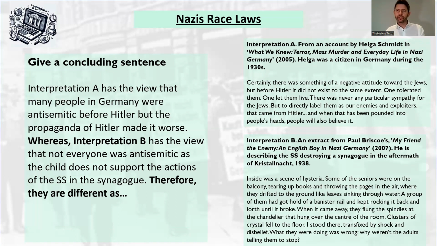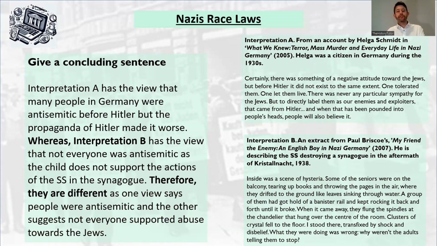Okay, now we just need to describe how they're different. So the difference is one's this and the other's that. Try and describe the view. Give that a go in one sentence if you can, two maximum. Right, so here's what I've come up with. They're different as one view says people were anti-Semitic, and the other suggests not everyone supported the abuse towards the Jews. So people were anti-Semitic in one, whereas in another one, not everyone was anti-Semitic.